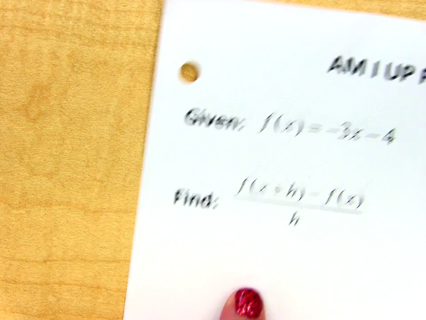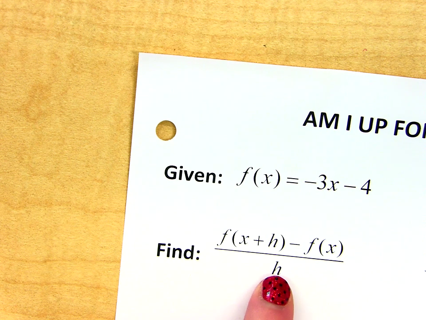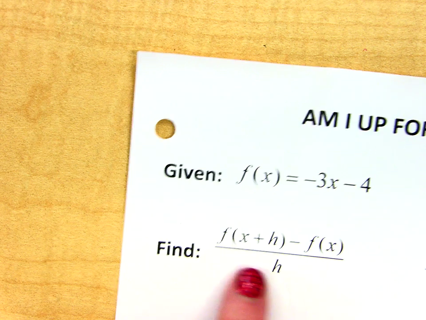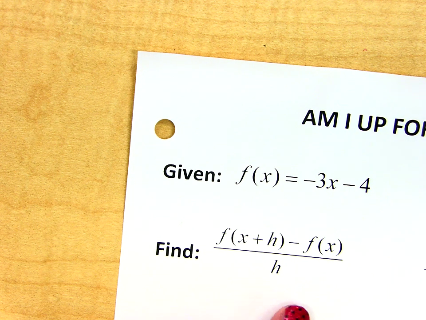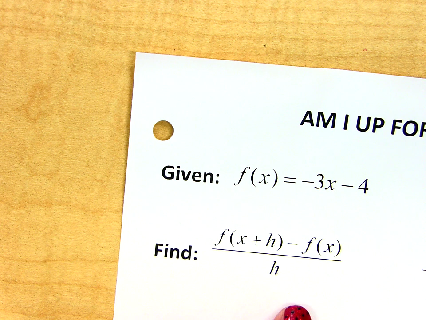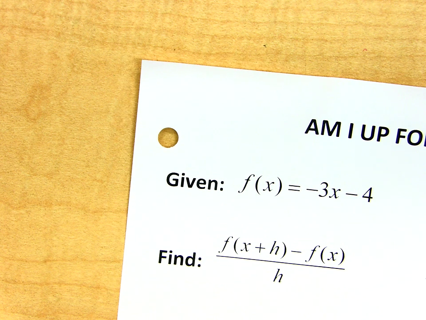Okay. Does anybody recognize this formula before we get started? Have you seen this before? This is something called the difference quotient. Does that ring a bell now that I say it? Difference quotient? Some of you yes, some of you no?